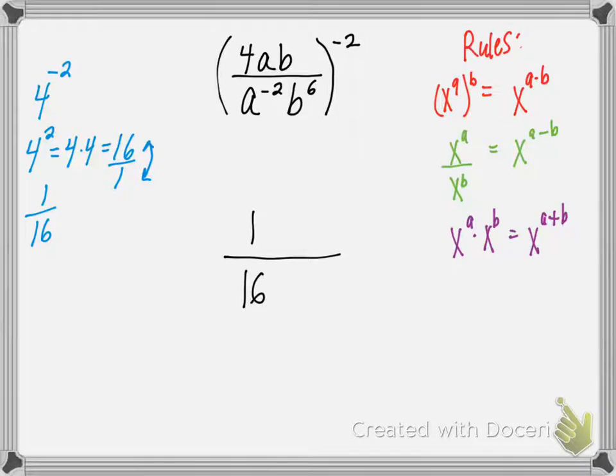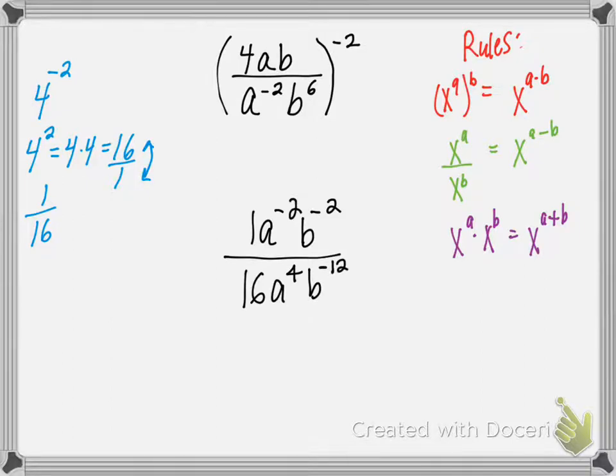So that means I need to start my answer as 1 over 16. Next, I'm going to be taking a and raising it to the negative second power. So that's just a to the negative second power. And then I'm taking b and raising it to the negative second power. So again, that's just b to the negative second power. In my denominator, I'm taking a to the negative second and raising it to the negative second. Here's where you're using this rule that says if you have a power raised to a power, you multiply the exponents. So I'm doing negative 2 times negative 2, which is positive 4. And lastly, I have b to the 6 raised to the negative second. And again, we're going to be multiplying the exponents. So 6 times negative 2 is negative 12.